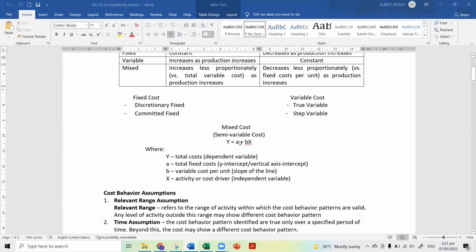That is y is equal to a plus bx. In management accounting, this y is what you call total cost, so this is your TC. While your a is your fixed cost, the y-intercept. Why did it become the y-intercept?